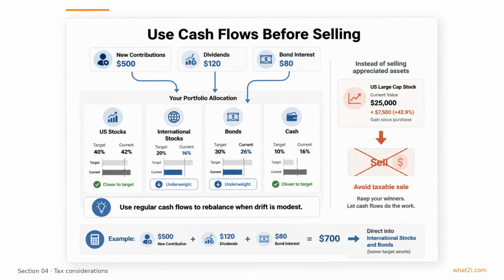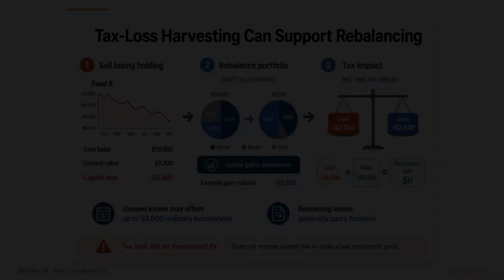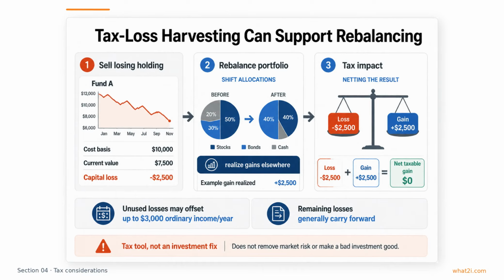It is a practical way to reduce friction while still keeping the allocation under control. Tax loss harvesting can also support a rebalance when used carefully. If one holding has fallen below its cost basis, selling it realizes a capital loss. That loss can offset capital gains realized elsewhere in the rebalance, reducing the net taxable gain.